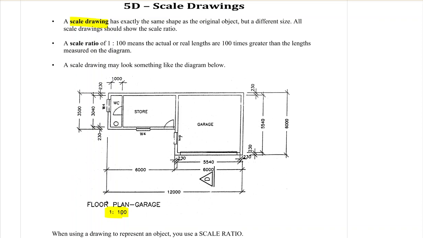So if 1 centimetre on the plan represents 100 centimetres in real life, or metres, it actually doesn't matter what the units are, because remember, ratios, you can use whichever unit you like, it just has to be the same for the first number and the second number. So the real life building will be 100 times as big as this scale drawing. And that's what this next part says. A scale ratio, 1 to 100 means that the actual or real lengths are 100 times greater than the lengths measured on the diagram.